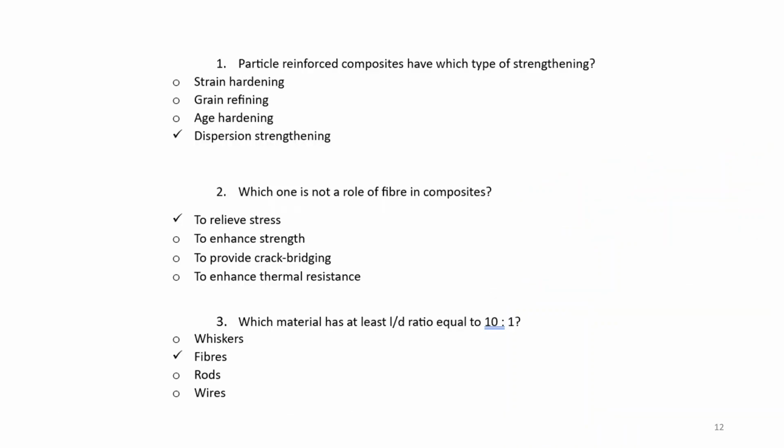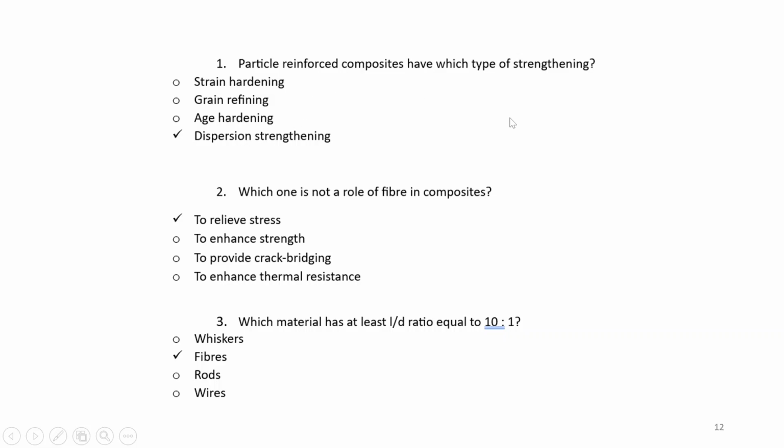Next is particle reinforced composites. They have which type of strengthening? Your options are strain hardening, grain refining, edge hardening, or dispersion strengthening. So here, particle reinforced composites, they have which type of strengthening? Particles basically have a separate interface, so they are dispersion strengthening.